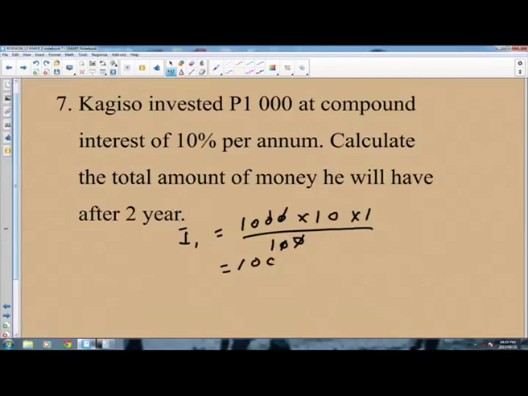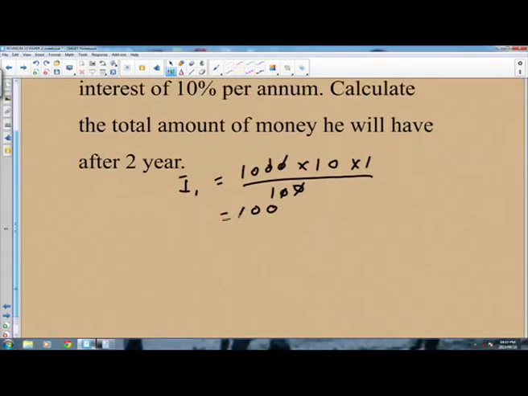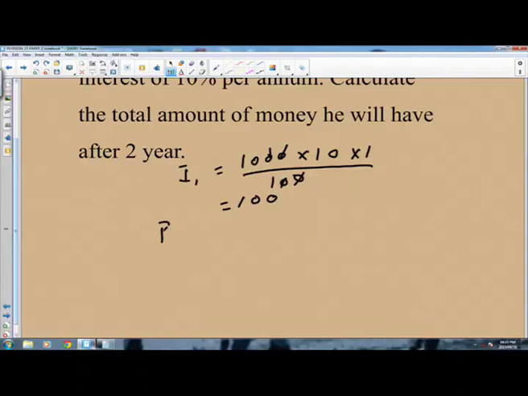So this is 100. And then the principal for the second year, that is P2, is 1,000 plus the interest, which is 100. So the principal for the second year is 1,100. This is the new principal for the second year, and then you just calculate the simple interest using your principal as 1,100.